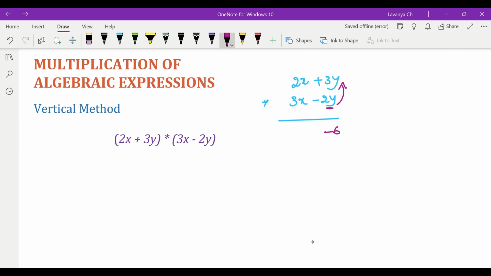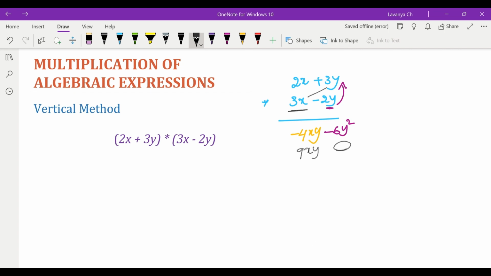So we have to add the powers, which will give y square. After that we have to multiply minus 2y with 2x. So minus 2 into 2 is minus 4. x into y is xy. Once we are done with this minus 2y, we'll look into 3x. 3x into 3y, 9xy.